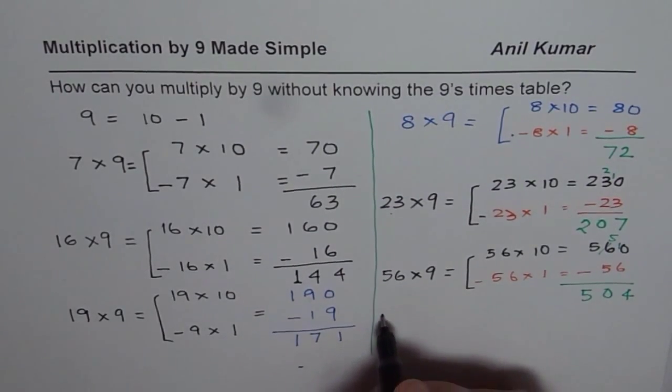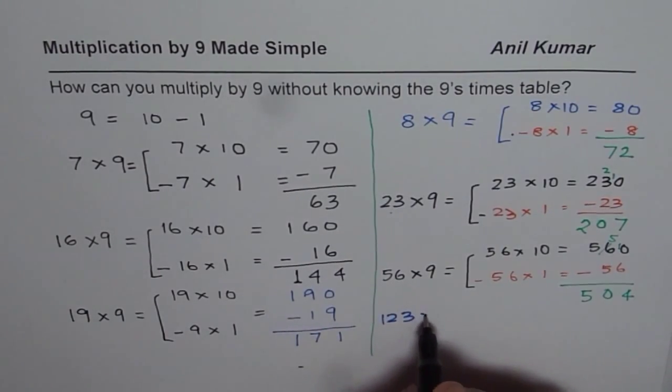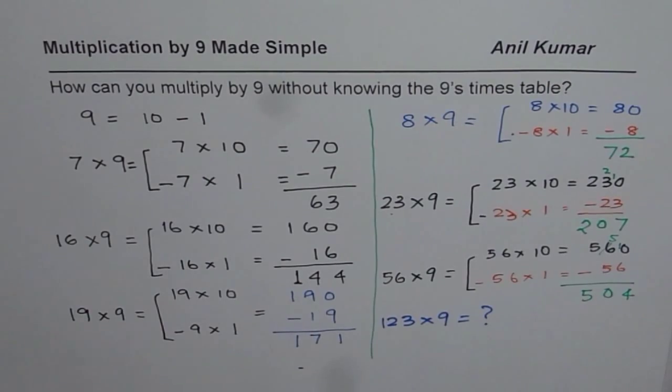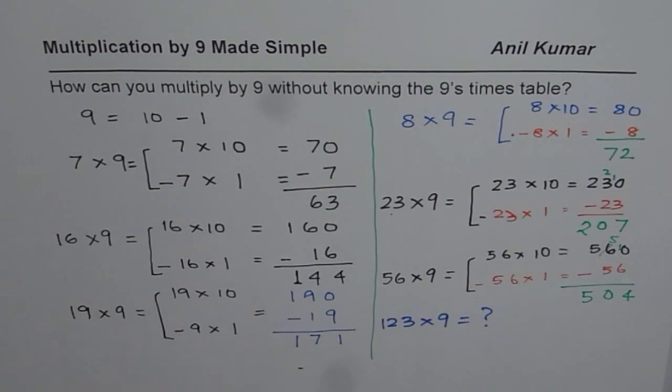So here is a question for you. Do 123 times 9 equals what? Use this method, okay? Try to do 123 times 9 and see if it is difficult for you or not. Apply this simple technique. Multiply by 10, 1, 2, 3, 0. Take away the number itself, 1, 2, 3, get your answer.